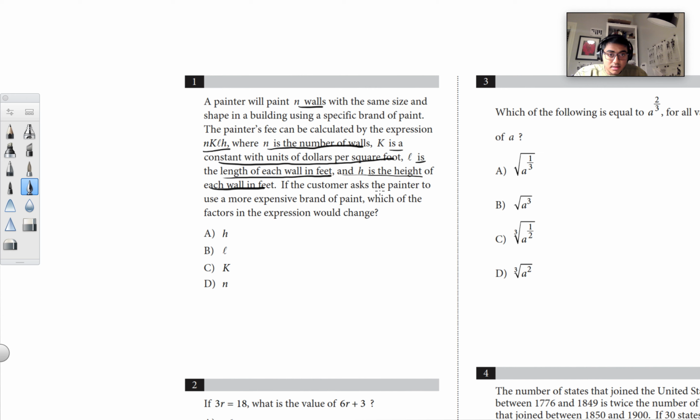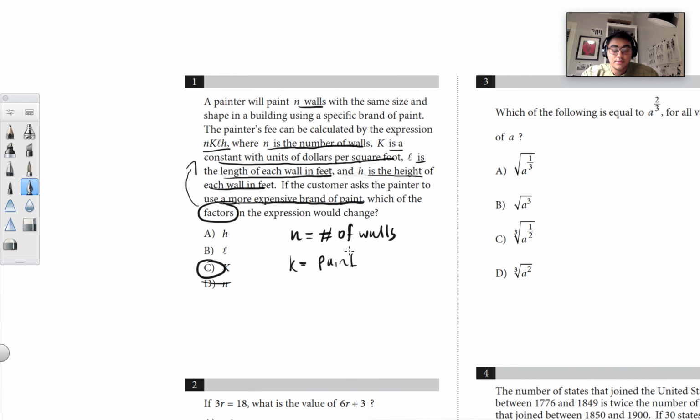If the customer asks the painter to use a more expensive brand of paint, which of the factors in the expression would change? And when it says factors, it's referring to the variables. Is it N, K, L, or H? Well, we know that N has to do with the number of walls. So it's not N because that's not changing. We know K is a constant with units of dollars per square foot. That looks like it could do something with paint. So K, we'll circle that for now. We'll see if we need to change it later.